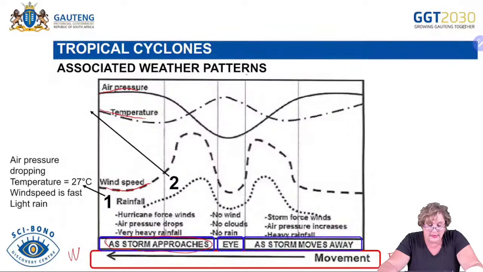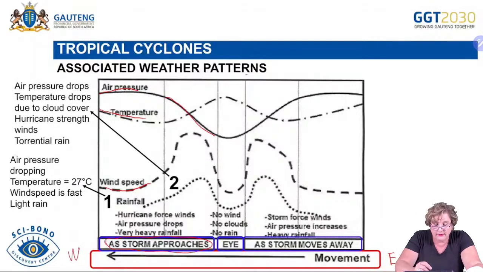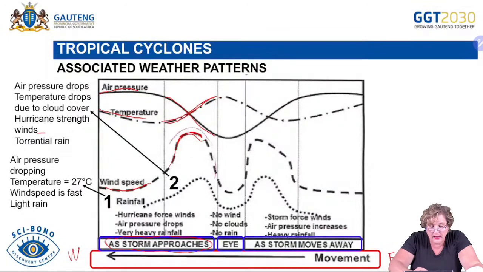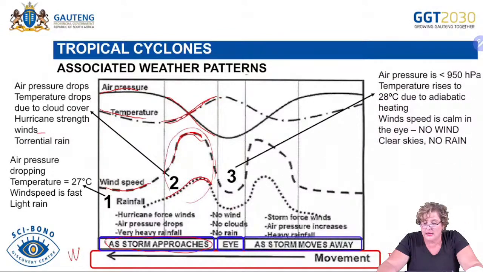Number two, it's that area over there. You can see just by looking at the diagram what will happen with the air pressure. Air pressure will start to drop. Look at the temperature. First it drops, and then it increases again. Look at my wind speed. It becomes hurricane strength winds, and then I will have rain here because it's the area where the cumulonimbus clouds are forming. There you can see torrential rain occurs.